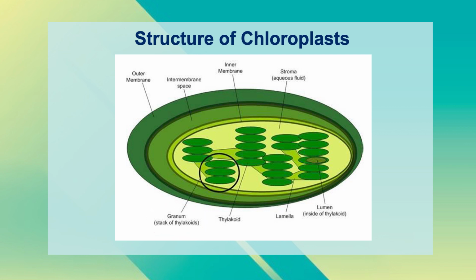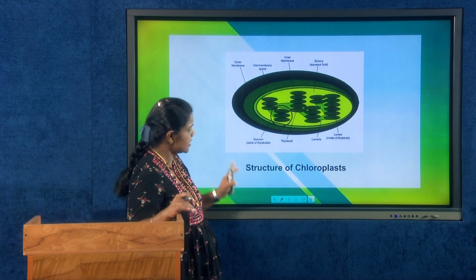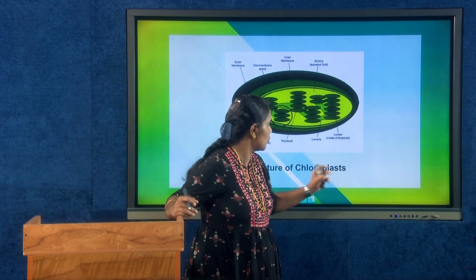The space inside the thylakoid sac is called lumen. The space outside the thylakoid within the chloroplast envelope is called stroma. The stroma region contains enzymes that are responsible for the carbohydrate synthesis. Here you can see the diagram of the structure of chloroplast.